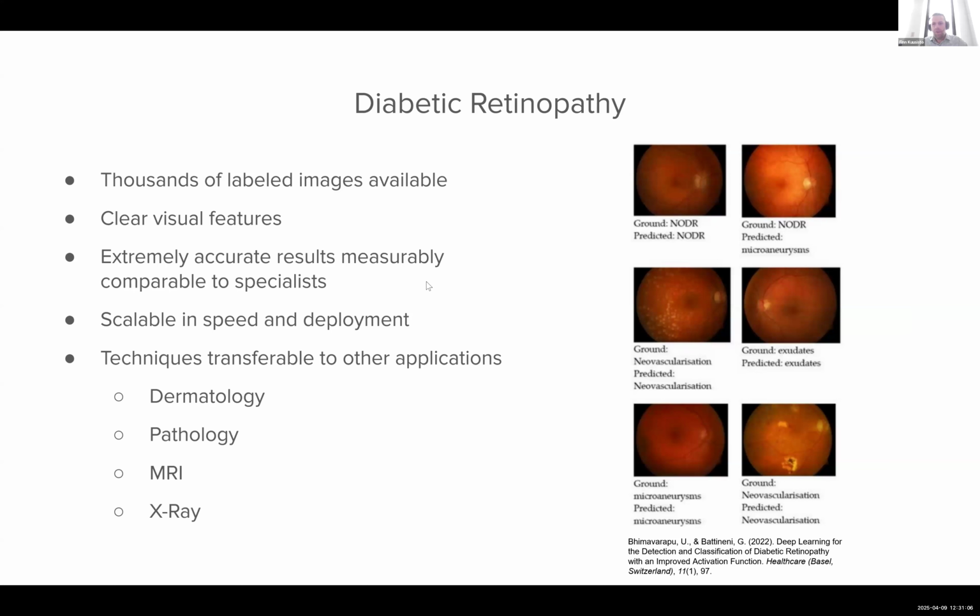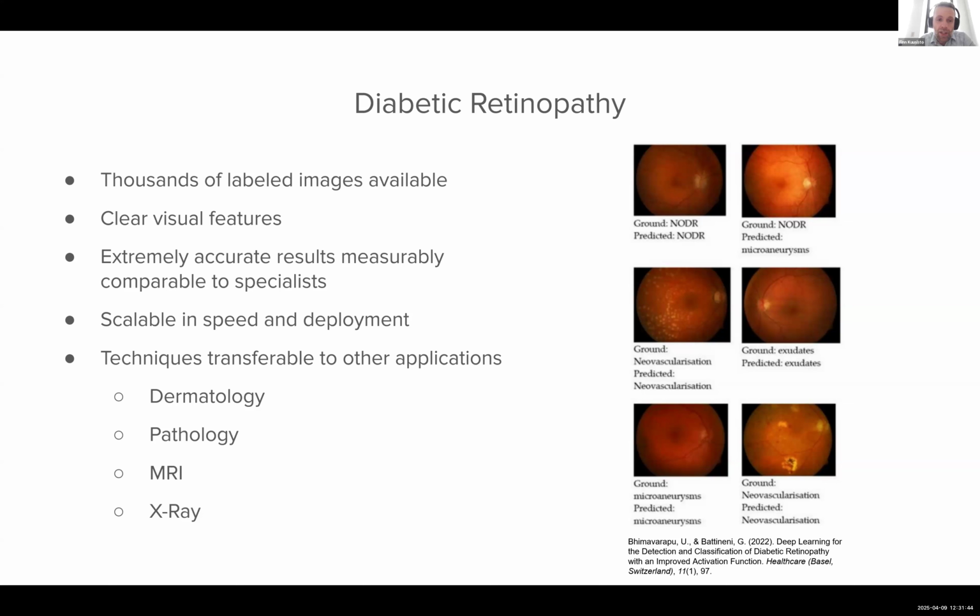So going back to diabetic retinopathy, which was already hinted at in that image there. As I said before, there are thousands of these labeled images available, these fundus images. There are clear visual features within the image that specialists look at. Using convolutional neural networks, there are some review papers on this. This is one of the older successful applications of convolutional neural networks to this clinical problem. But there are extremely accurate results from these models that are really comparable to specialists in this space.